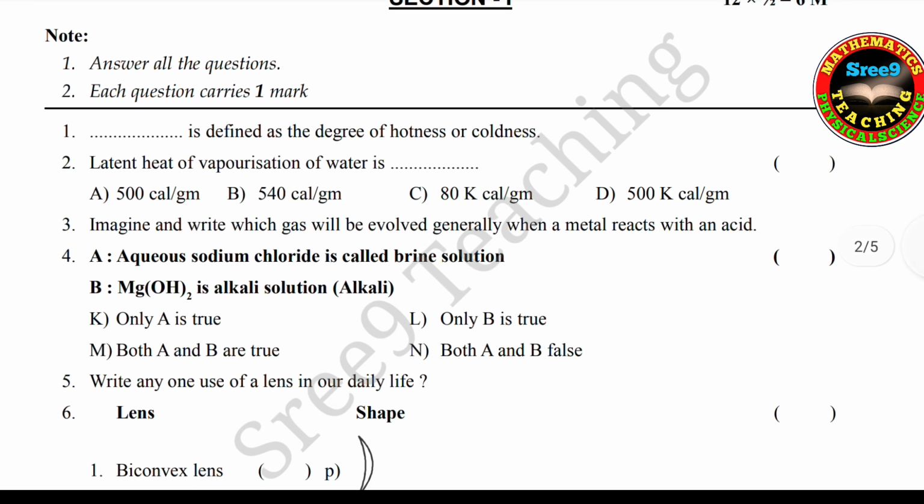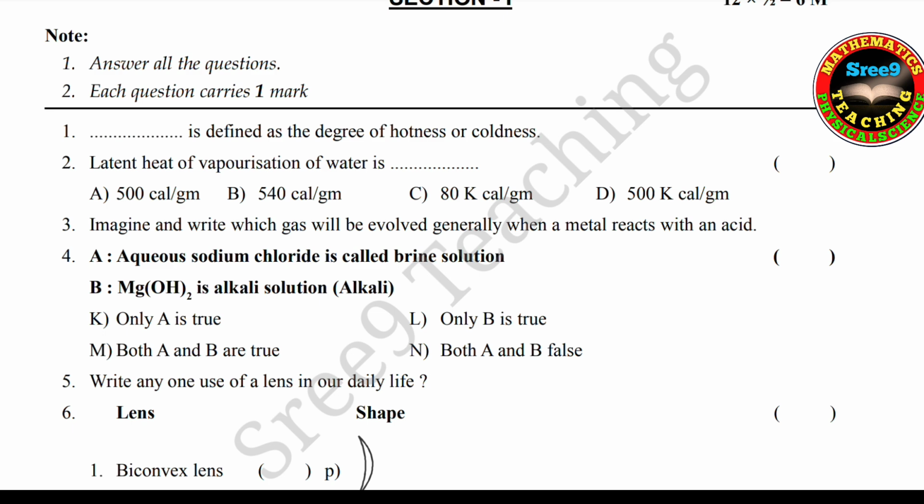Dash is defined as the degree of hotness or coldness. So can you guess from which chapter it is given? Yes, it is the first chapter, heat. So what is defined as the degree of hotness or coldness? Yes, it is temperature. So temperature is defined as the degree of hotness or coldness.